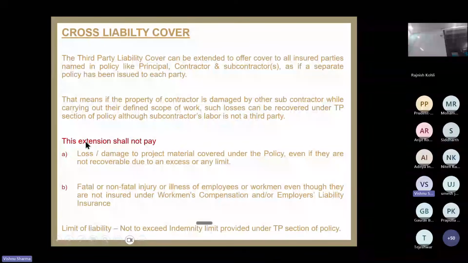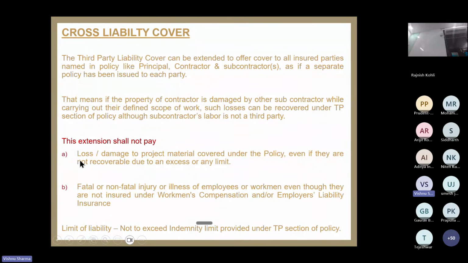Now it has got certain exclusions. This will not pay loss or damage to the project material, okay, under the policy, even if they are not recoverable due to an excess. So in case there is a damage to project material, which is a part of your section 1, so that will not be paid, even if the loss is falling within the excess amount. Second क्या है? Fatal or non-fatal injury, that will also not be paid, even if they don't have workman compensation policy. So these two things are not paid under cross liability cover.